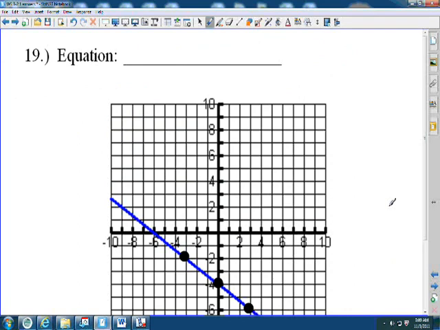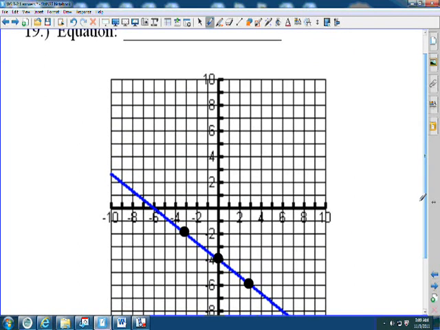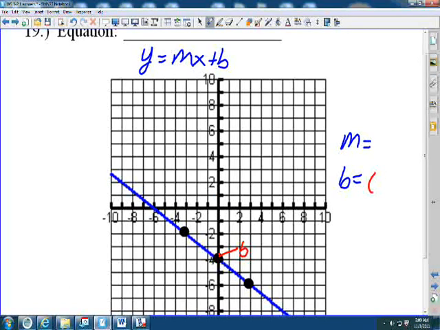Next, I have this graph, and I'm trying to find the equation. Remember, on equations, I need y equals mx plus b. So I need to find m, which is my slope, and b, that is my y-intercept. My y-intercept, I'll go down. Here it is right here. This is my b. It is 0, negative 4.